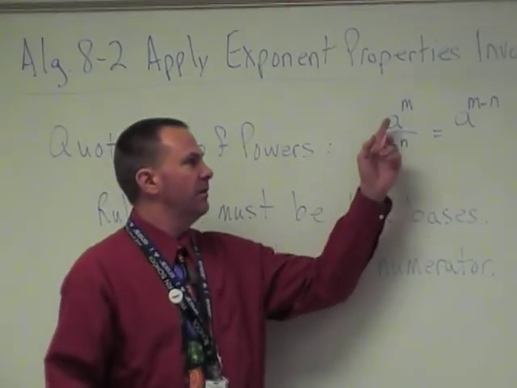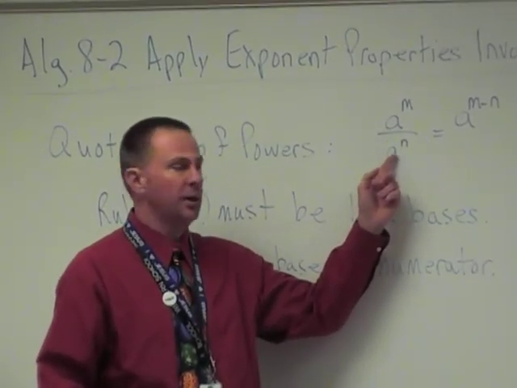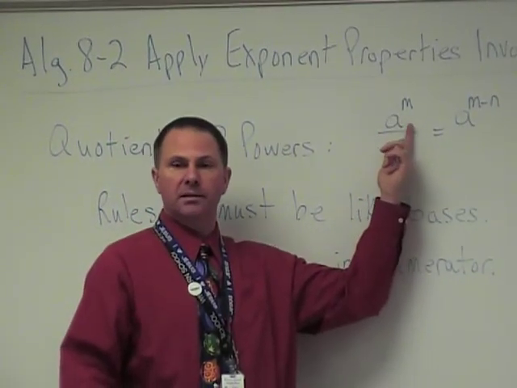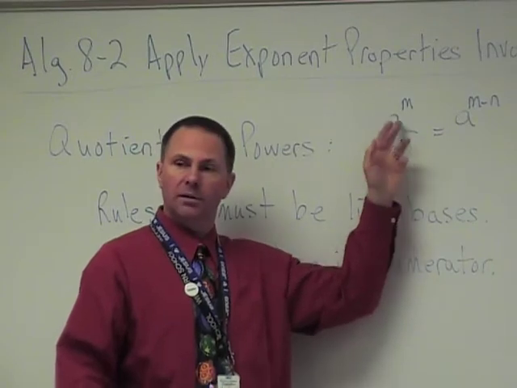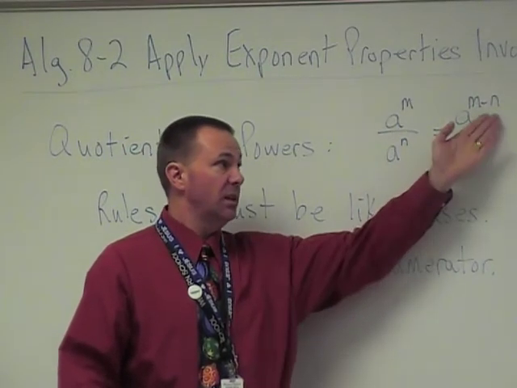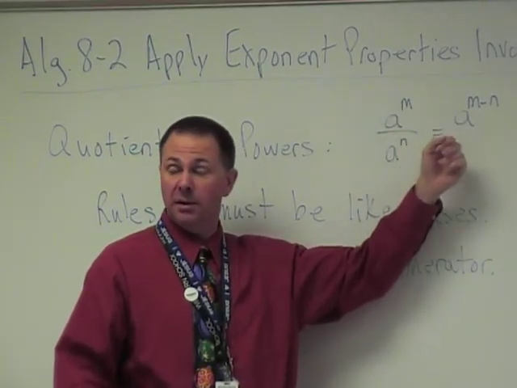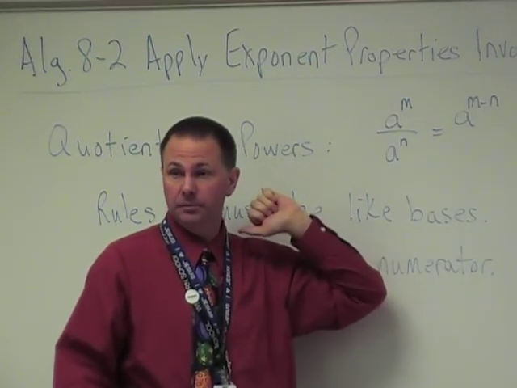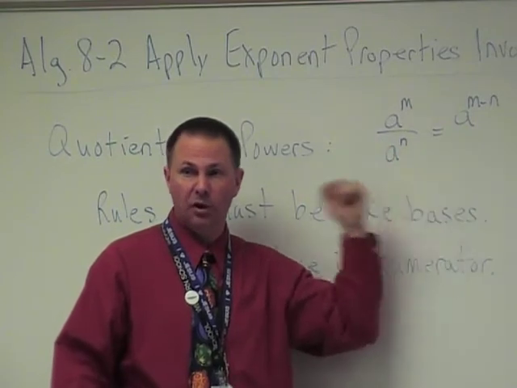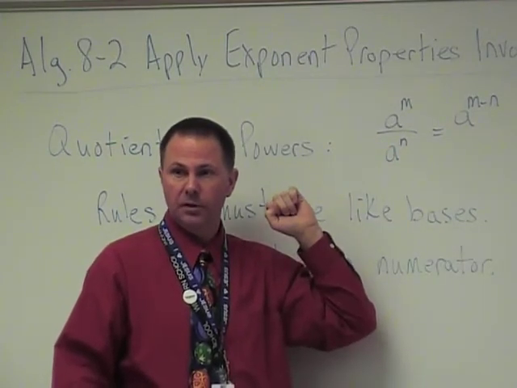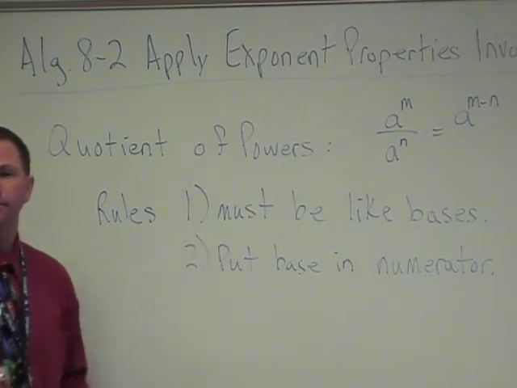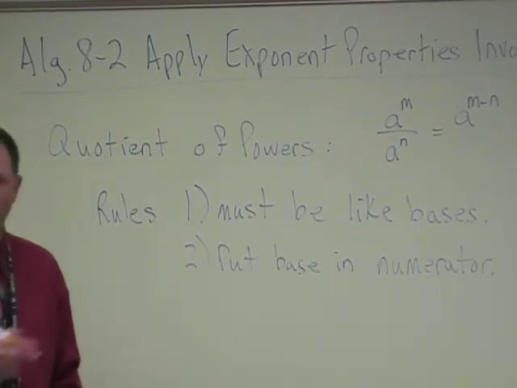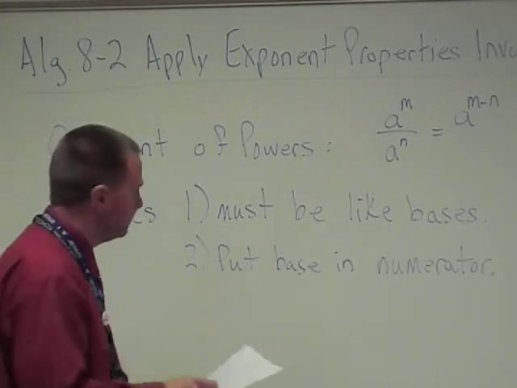See how you have the top and the bottom here? Numerator means the top. So you have two like bases, one on top of the other, and you're going to subtract the top exponent minus the bottom. Then you have to put the base in the numerator when you put them together. You can't put it on the bottom. If there's anything else there, it remains there. I'll do some more examples.